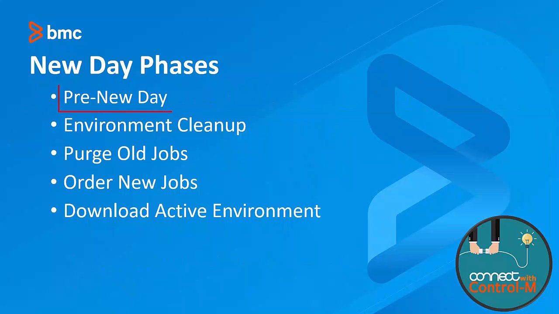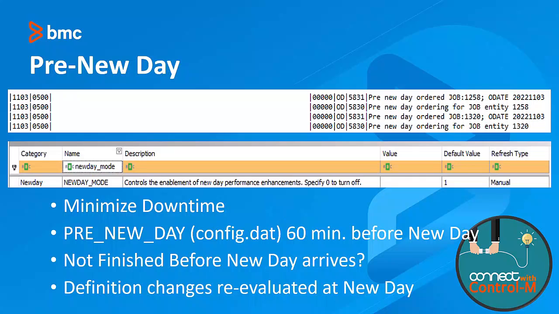The first phase is pre-New Day, which is where Control-M prepares the next day's jobs in a temporary location 1 hour before the New Day time we set earlier, in preparation for ordering them at that time. Looking at the CTM log OD output, it shows this as the pre-new day ordered and ordering lines at 5 a.m. in this example, 1 hour before our new day at 6 a.m.